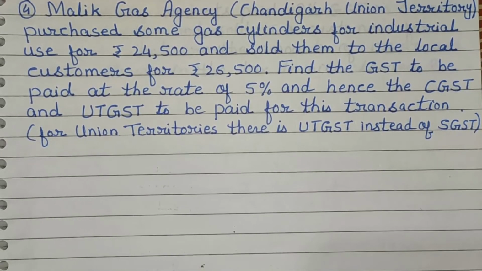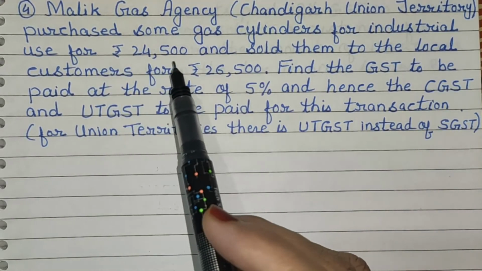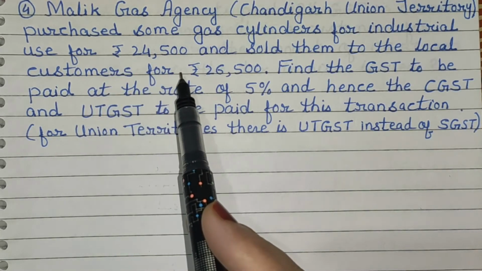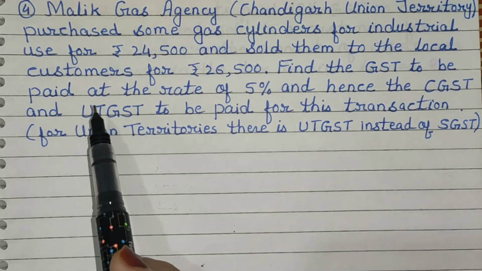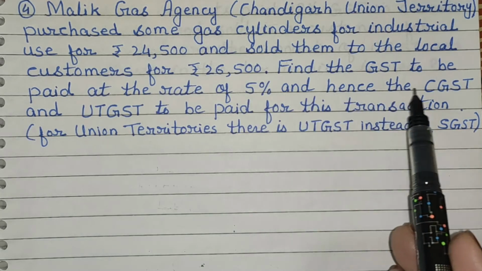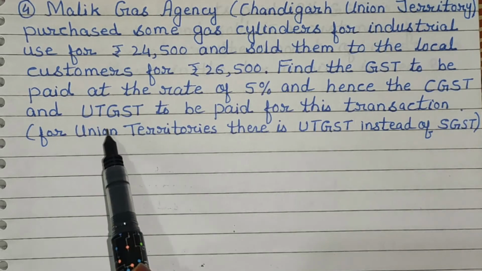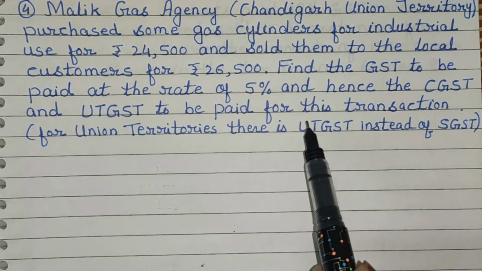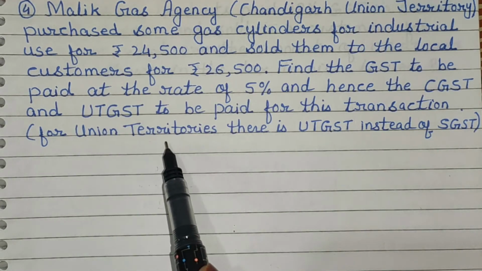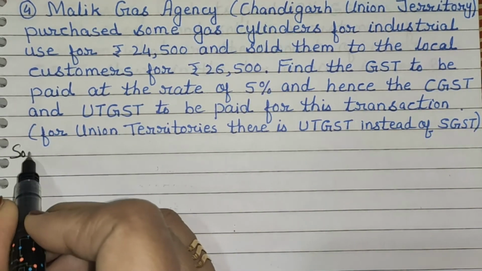Next question is Malik Gas Agency, Chandigarh Union Territory purchased some gas cylinders for industrial use for rupees 24,500 and sold them to the local customers for rupees 26,500. Find the GST to be paid at the rate of 5% and hence the CGST and UTGST to be paid for this transaction. Now here, in Union Territories, there is UTGST instead of SGST. Now write down the solution here.